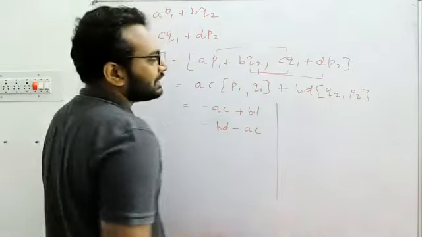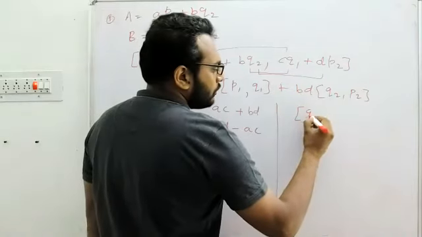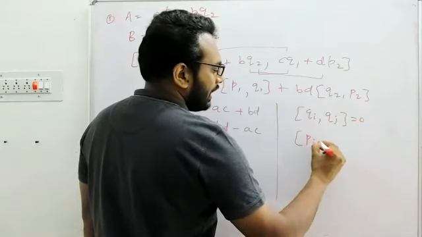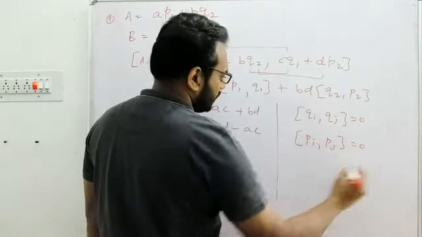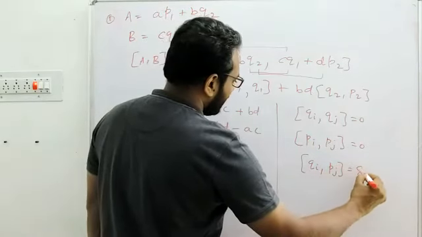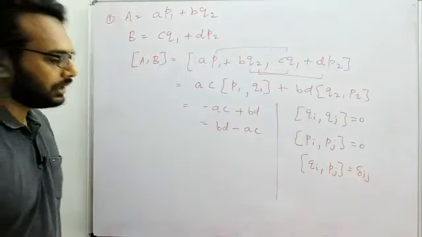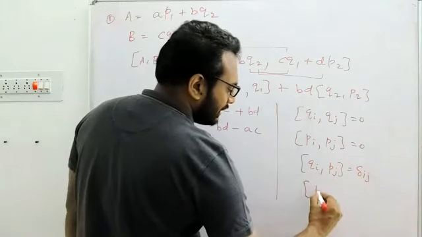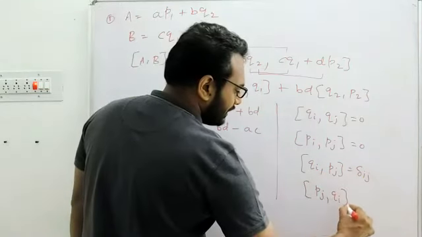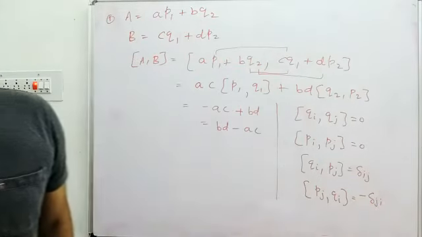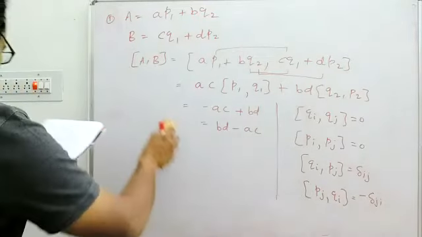So the properties that I've used here are: Qi with Qj is equal to 0, Pi with Pj is equal to 0, and Qi with Pj is equal to delta ij. Also, we use the idea that this is antisymmetric, which means that Pj with Qi is equal to minus delta ji. So that's a simple one. Let's go into the next one.